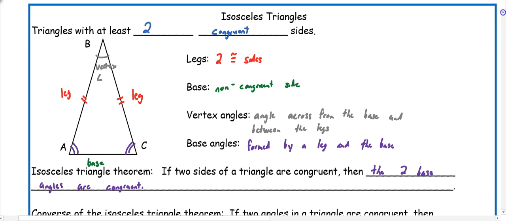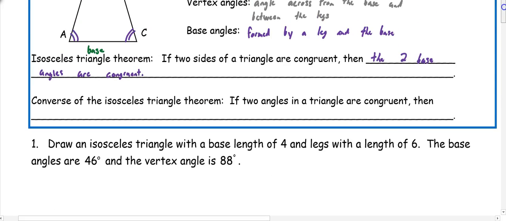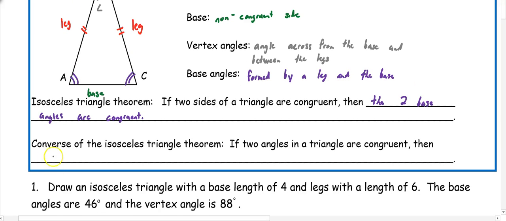And then the converse, remember converse, we're just flipping the order. So if two angles in the triangle are congruent, then the legs of the triangle are congruent. Remember that the legs are always across from the base angles.